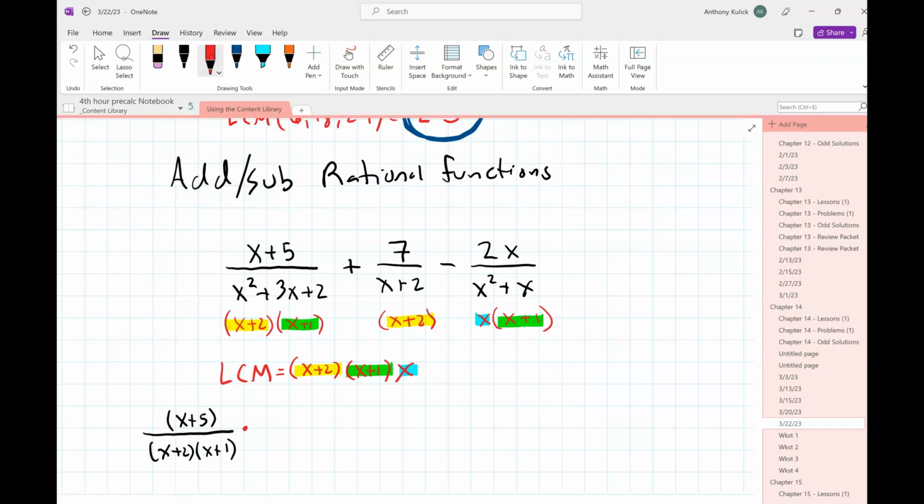So what do I need to multiply x plus 5 over x plus 2 times x plus 1 by so that I get that least common multiple in my denominator? I have the x plus 2. I have the x plus 1. What am I missing? The x.